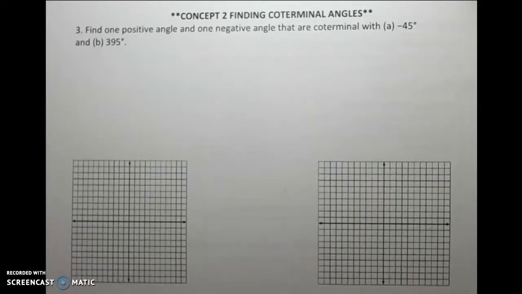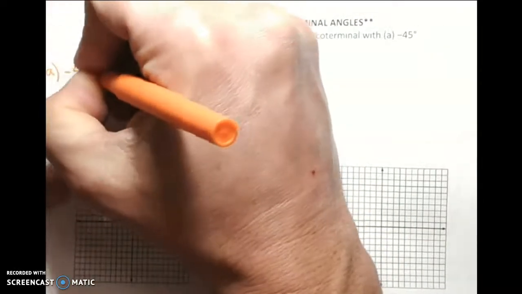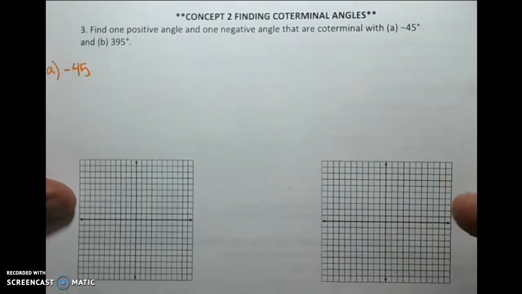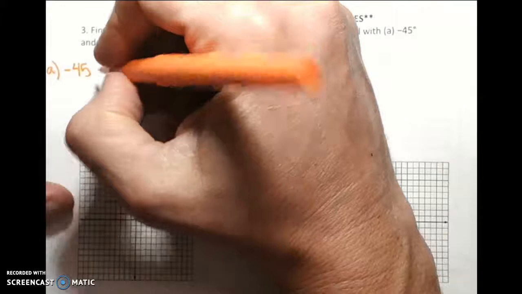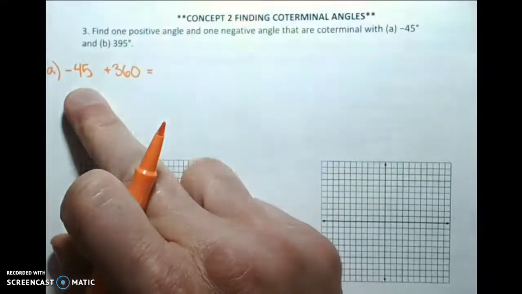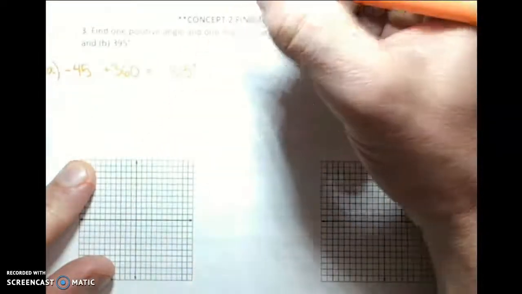Alright, so when I do this, I'm going to do it for negative 45 and 395. Basically, I'm going to start with my negative 45, and I have to go to that same endpoint. So what I'm going to do is really add and subtract by 360. Now it could be 720 if I need to do 360 times 2, but it's always going to be in relation to 360 to get us back at that same place. So negative 45 plus 360 is 315, and there's my positive angle.